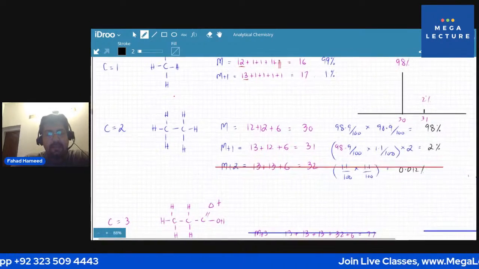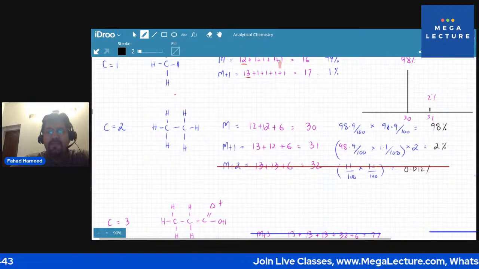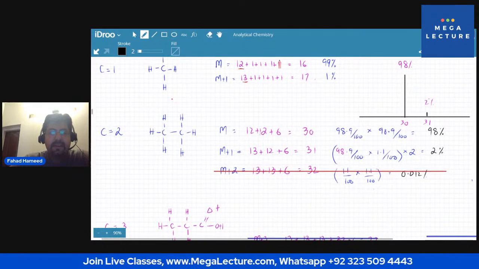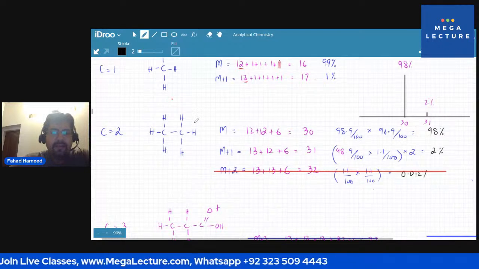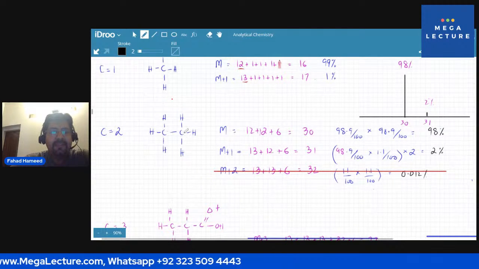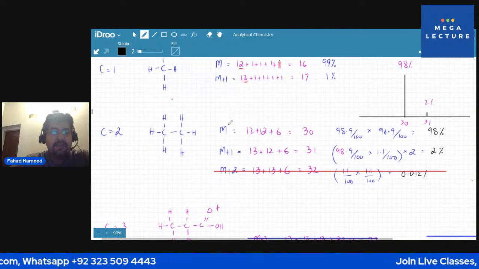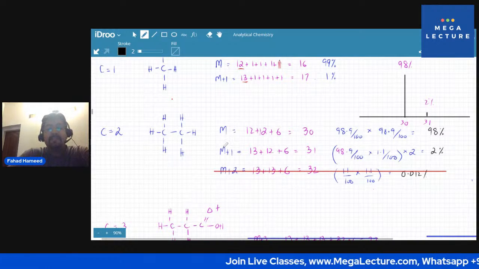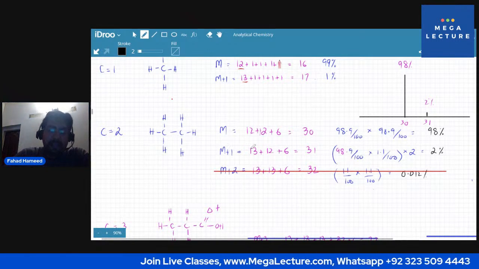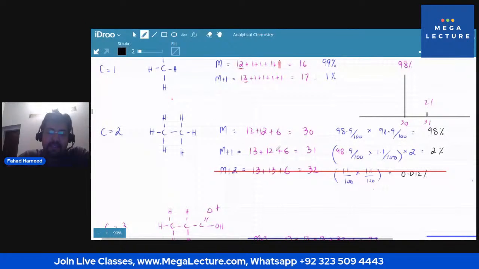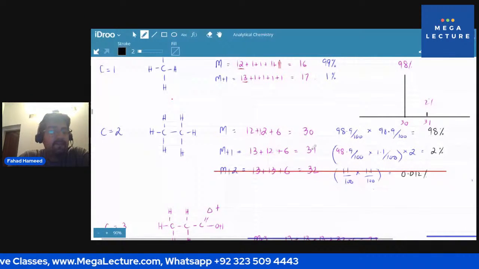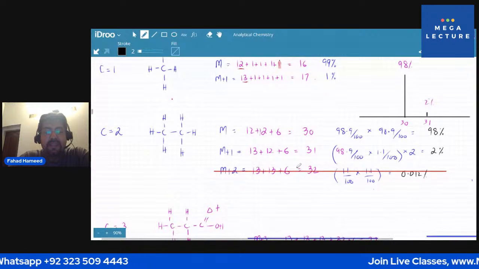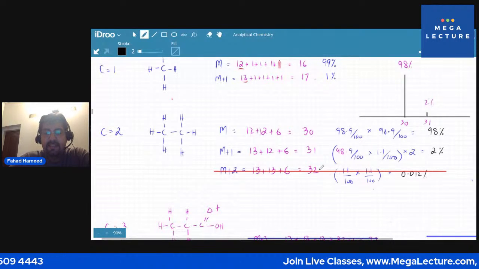So how does that help you? Let's move to 2 carbons. What if a molecule has two carbons? What will happen now is that it's going to have an M peak, which is that both carbons are 12 and there are 6 hydrogens. Or it could have an M plus 1 peak, that one of the carbons is 13 and the other one is 12, and 6 hydrogens, that's 31. Could also have an M plus 2 peak, both carbons are 13, and there's 6 hydrogens, that's 32. So there are 3 different masses.